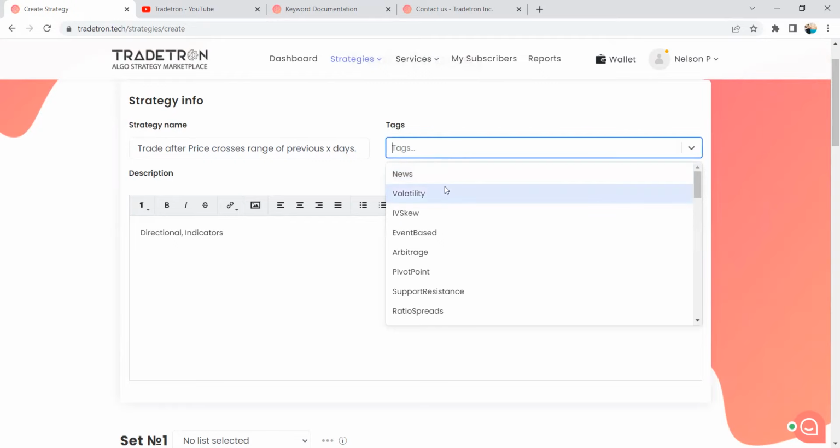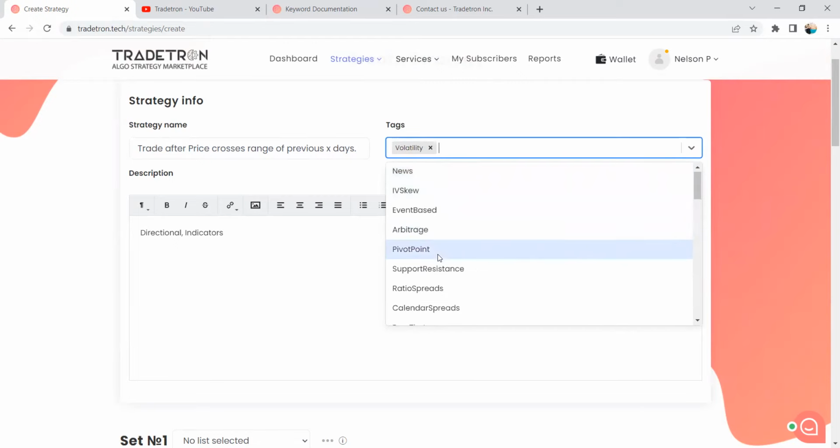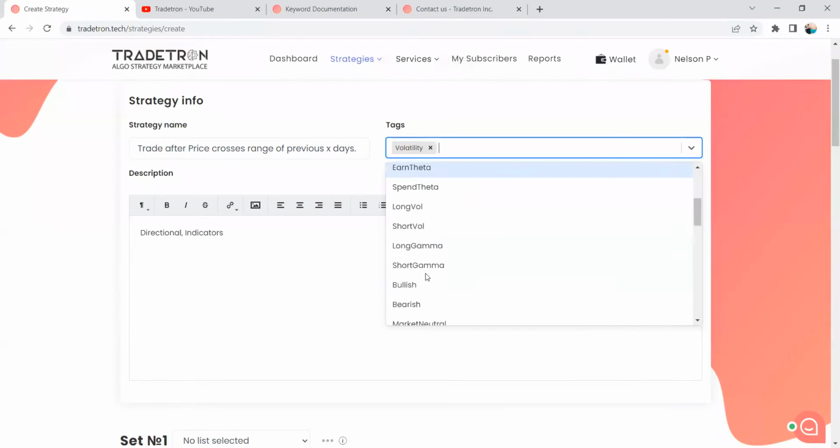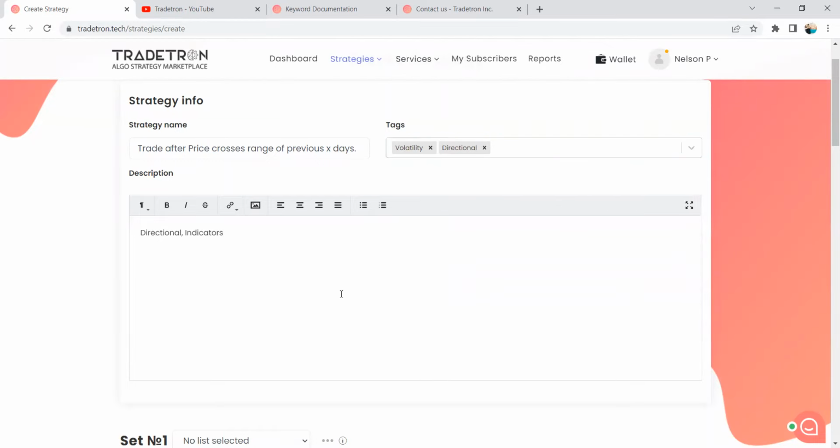Also, you can select what kind of a strategy it is, whether it's volatility-based or theta-based or directional or something of that sort. So, for example, directional. According to that, you can create the tags also, but tags are not really necessary. But at the same time, if you just want to highlight to your subscribers later on or for your own understanding what kind of a strategy this is, you can select the tags according to that.